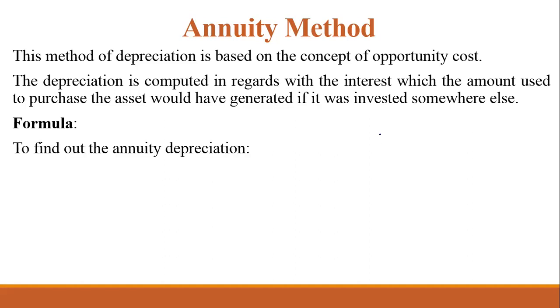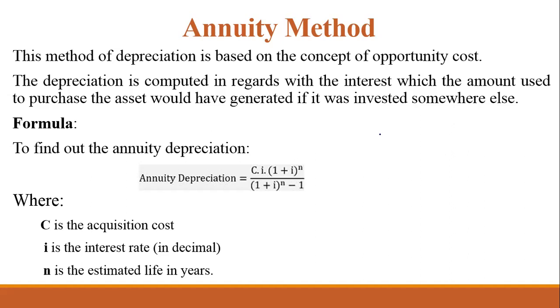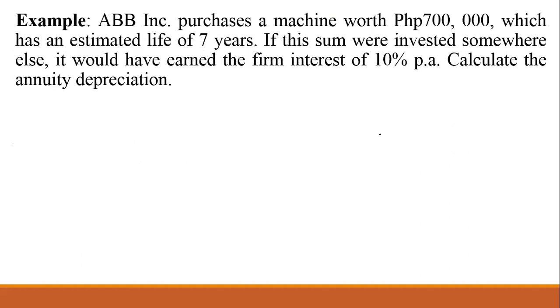So here is the formula, okay, for the annuity depreciation, wherein C is for the acquisition cost, I is the interest rate. So dapat convert yan sa decimal, and yung N is the estimated life in years. Okay, so in every asset, meron silang estimated life, especially yung mga tangible assets. Okay. Yeah. So we have here an example.